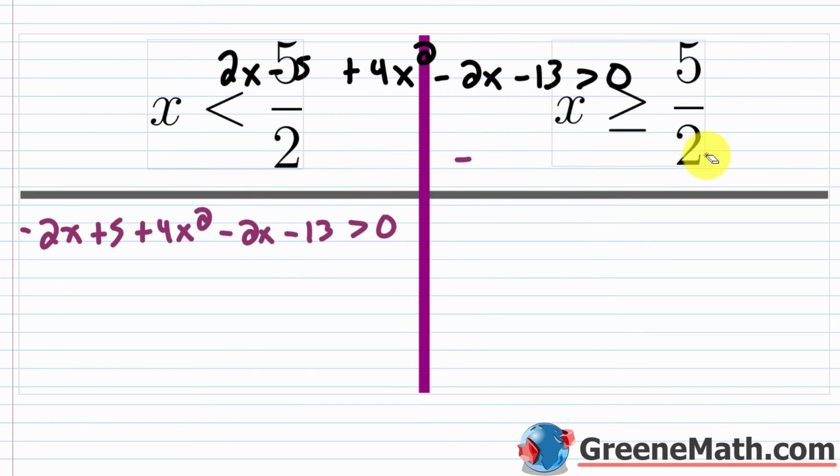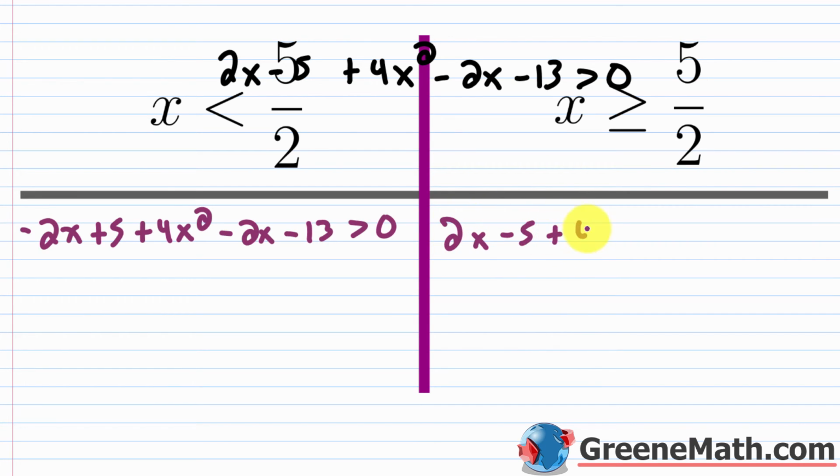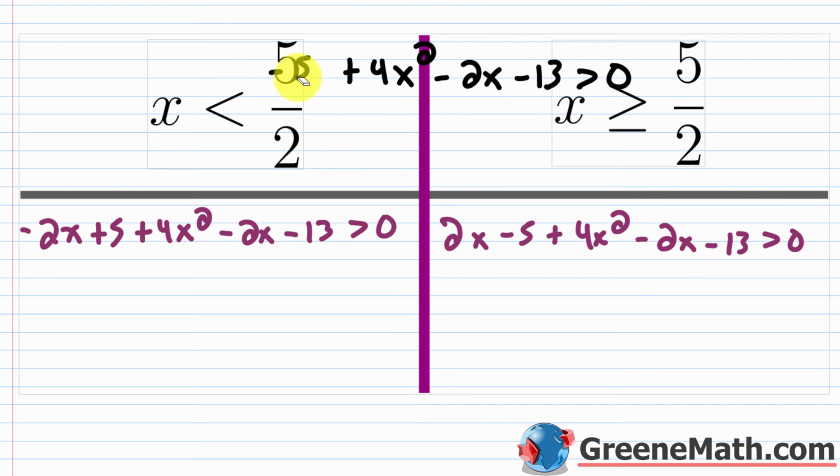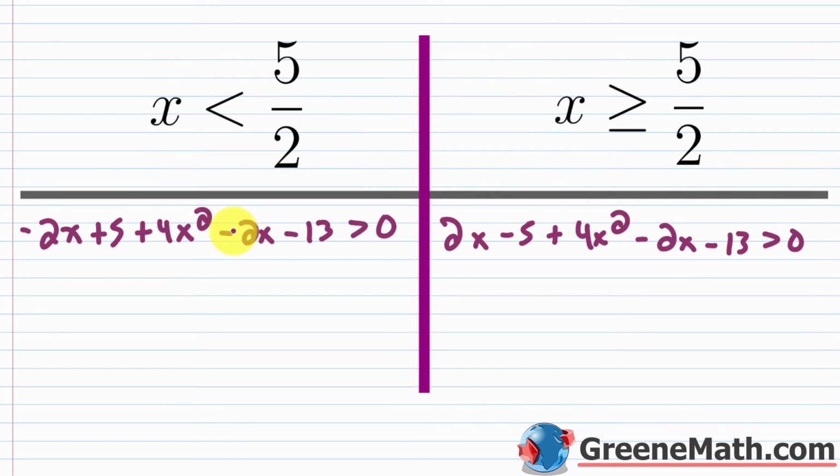Okay, let me get rid of this, and then let me write this one in here. So this one is 2x minus 5, and then plus 4x squared, and then minus 2x, and then minus 13 is greater than 0. Okay, remember how this works. You're going to solve this inequality, and you're going to think about, in this region, does that fit? If you get something outside of that region, you have to reject it.